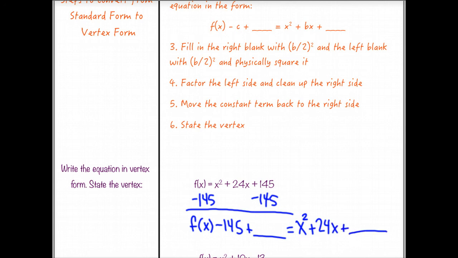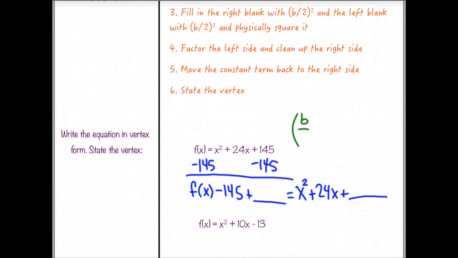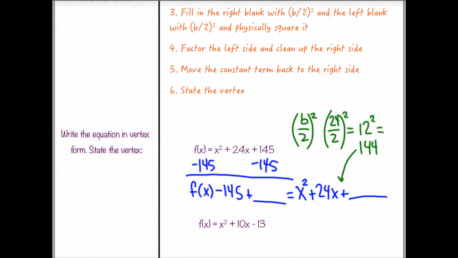Now we're going to go through and fill in these blanks with b over 2 squared. We know from our equation down below that 24 is our b term. So we're going to have 24 divided by 2 squared, which is equal to 12 squared. And 12 squared is 144. So now we plug this into our blanks, and we have 144 here. And whatever we do to the left side, we have to do to the right side. So we're adding 144.